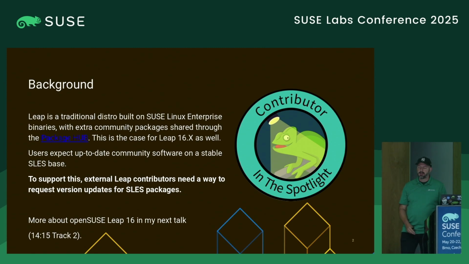So this is a thing. In a way, we have to build software with two heads, one for Package Hub, one for Leap, and make it work for both.